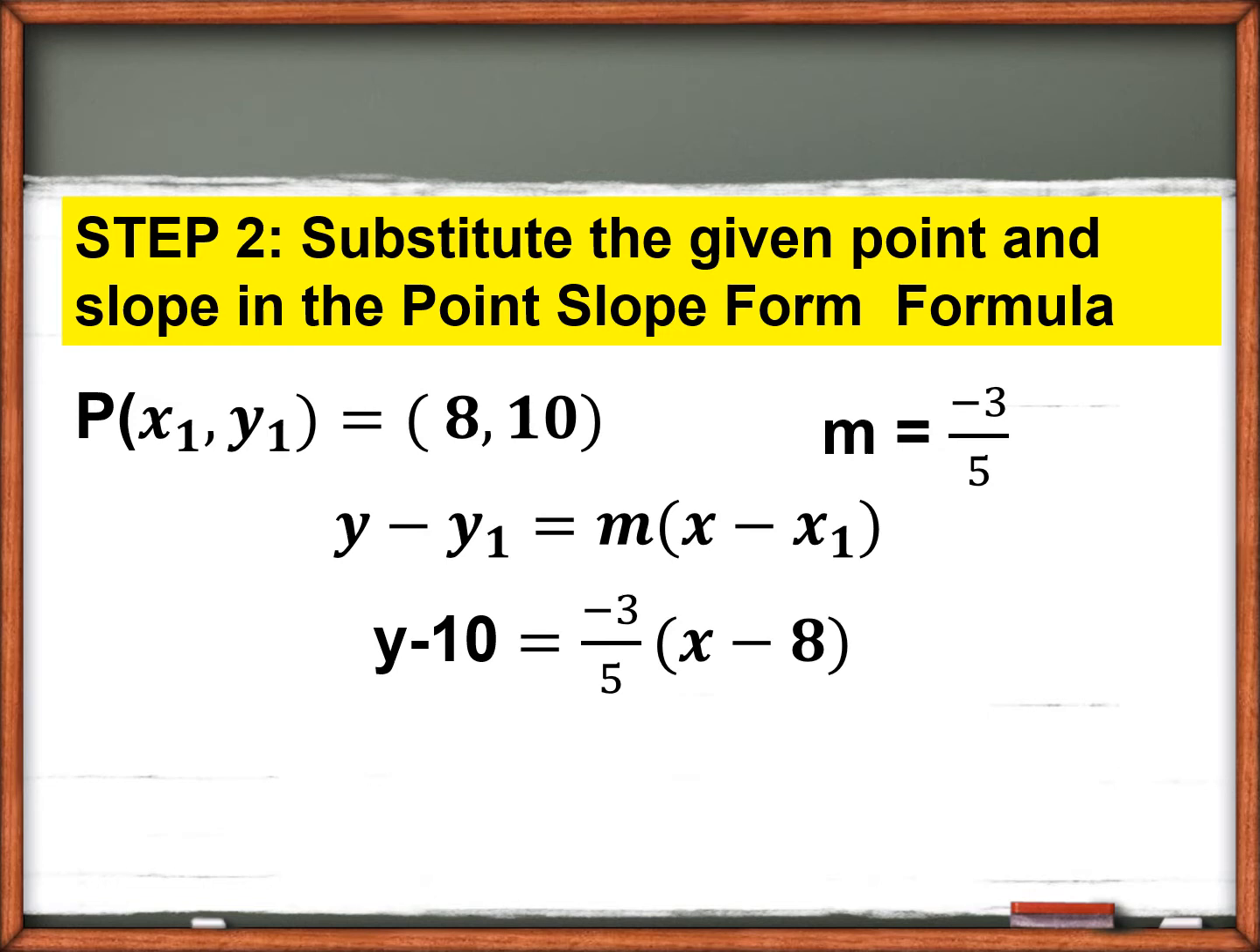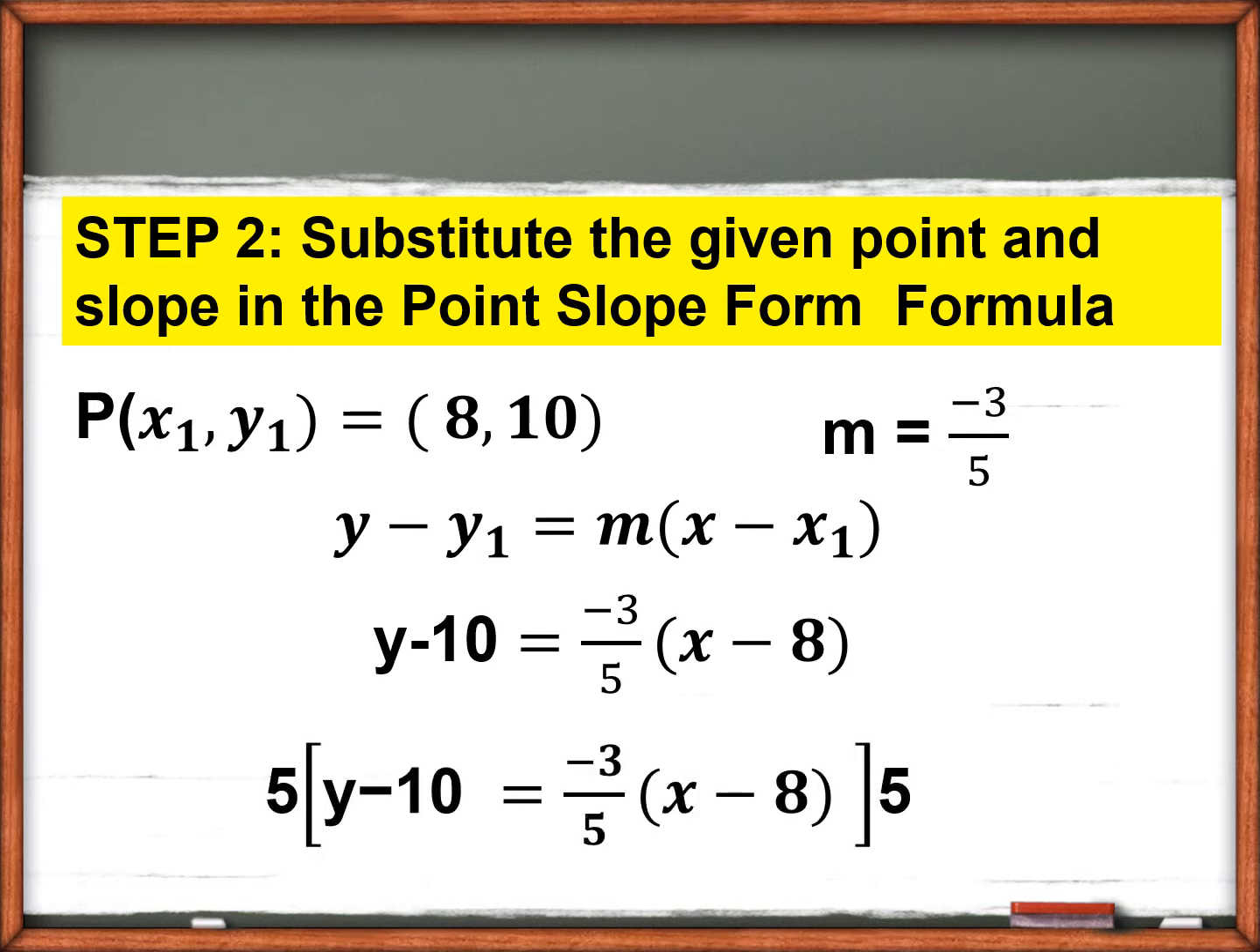Since there is a fraction in the resulting equation, we will multiply both sides of the equation by 5, distributing 5 inside the given equation.